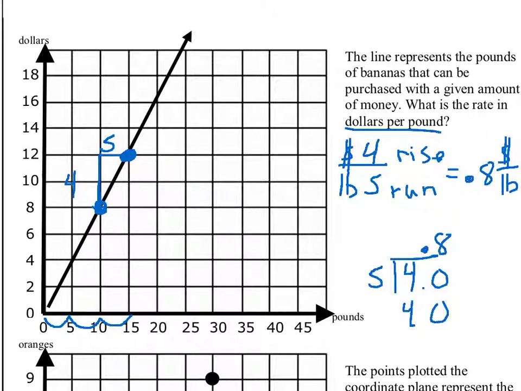Yes, Michaela. How did we get to 5? Well, we counted 1 box. 1 box is worth how many pounds? 5. 1 box in the x direction is worth how many pounds? 5. So again, you have to focus on your axes. Yes, Michaela. Because our answer asks us for the dollars per pound, not dollars per 5 pounds. So we need a unit rate.